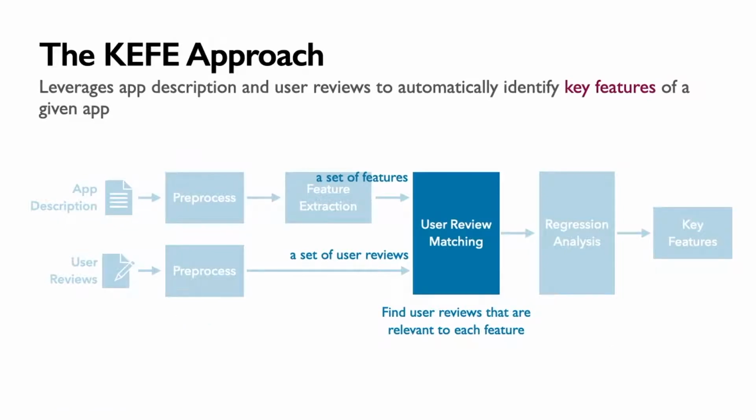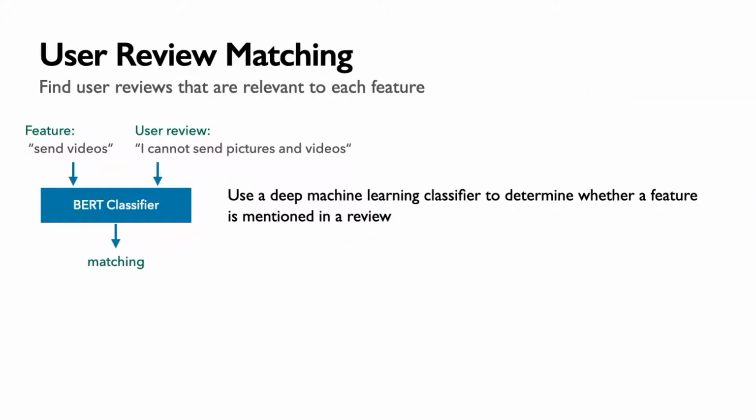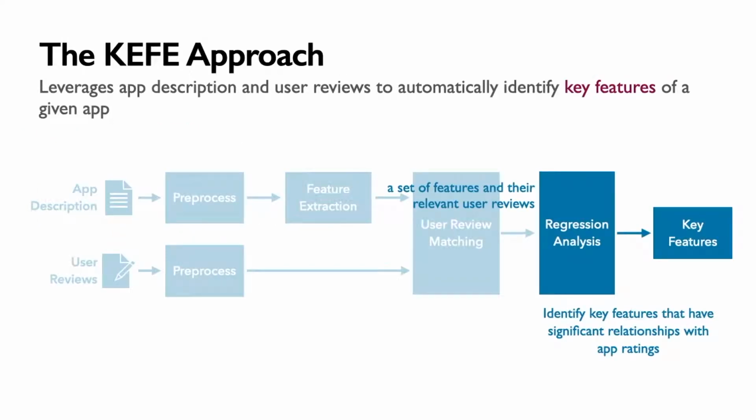After pre-process and feature extraction, we now have a set of features and a set of user reviews. Then, KEFE will perform user review matching to find user reviews that are relevant to each feature. This task is also realized using a BERT classifier, and it will determine whether a given feature is actually mentioned in the content of a given review. Finally, given the set of features and their relevant user reviews, KEFE will apply regression analysis to identify features that have a significant relationship with app ratings.